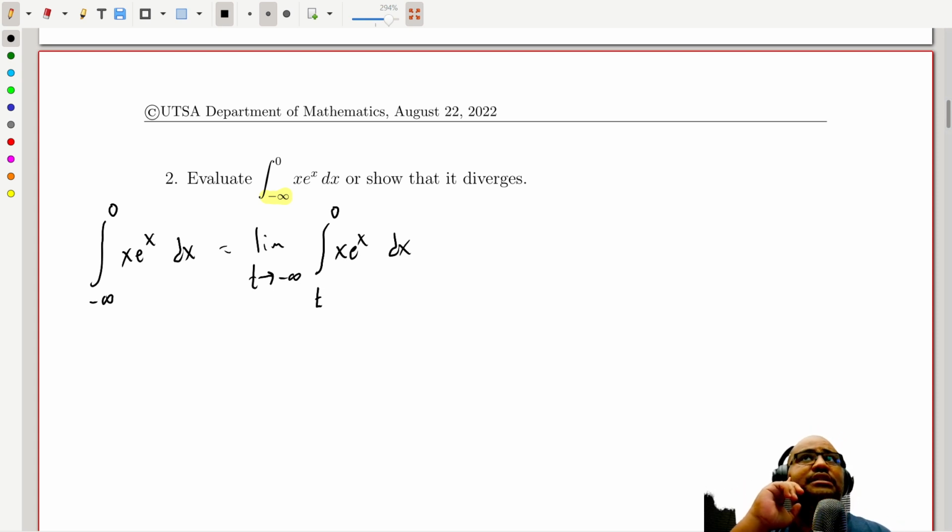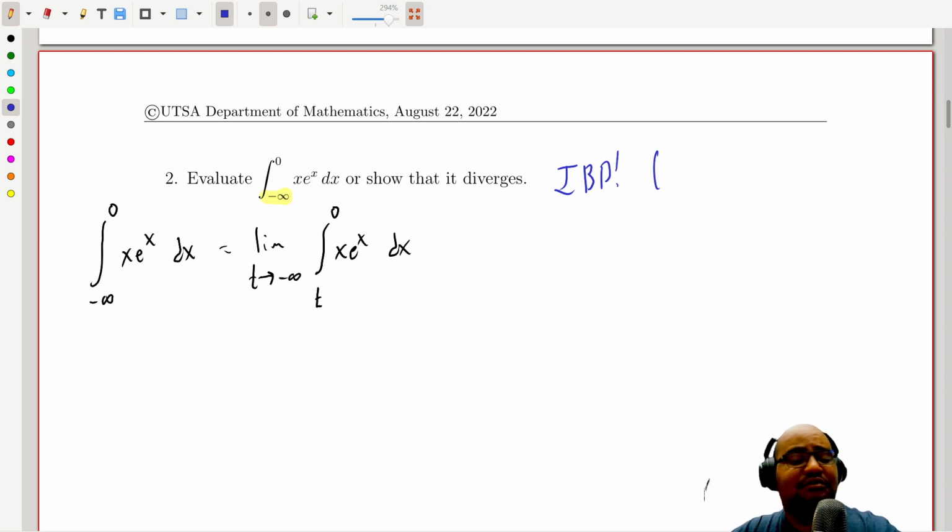Now we look at the integrand. It's x times e to the x, a polynomial against an exponential. Well, the technique to use here is integration by parts. We'll use shorthand here just to save ourselves some time. We can use the DI, or sometimes called the table method, which is a shorthand, not a shortcut.